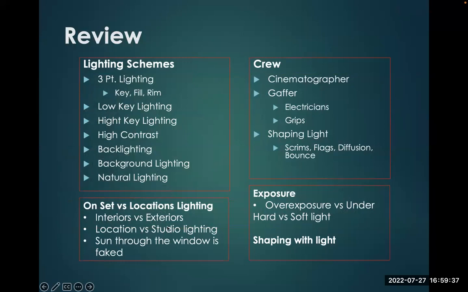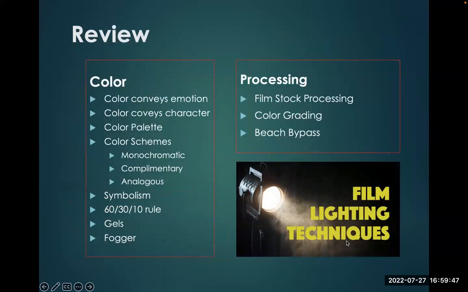On-set versus location lighting, that was discussed. We mentioned the crew, as I said before, talked about shaping with lights. We mentioned exposure and the notion of that we're going to shape with light and shadow. And then we moved on to color and talked about color conveying emotion, conveying character. We talked about color palette and color schemes. And then a little bit about color filming, color processing, and color grading.